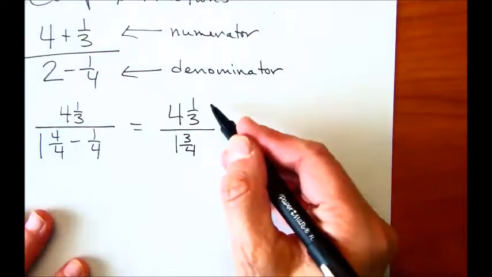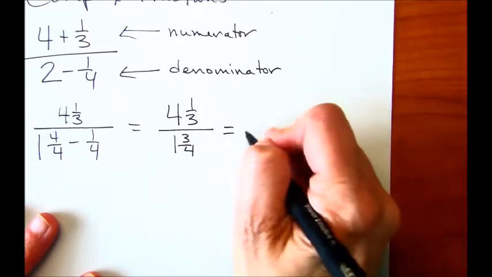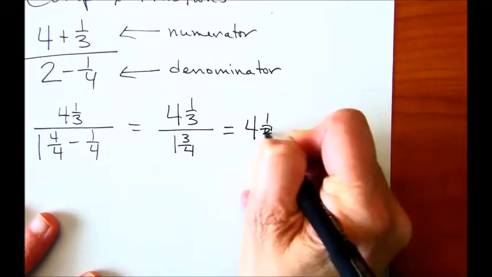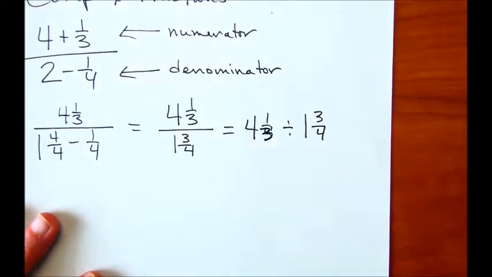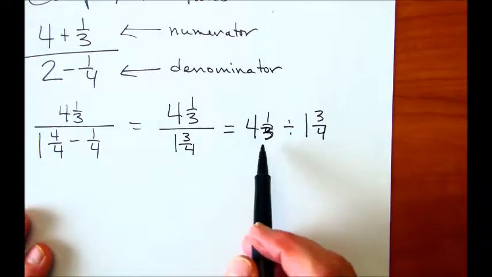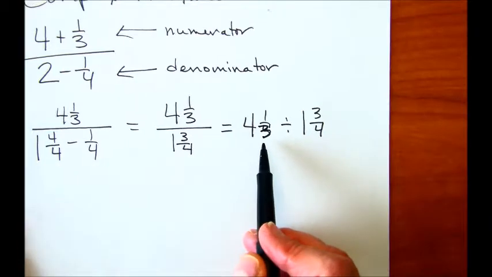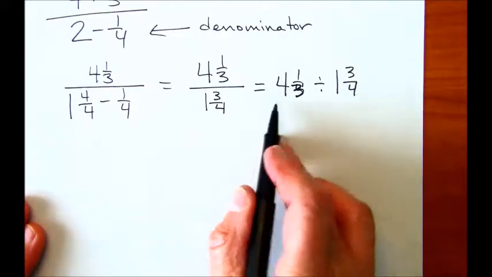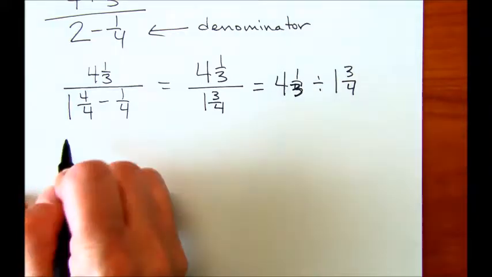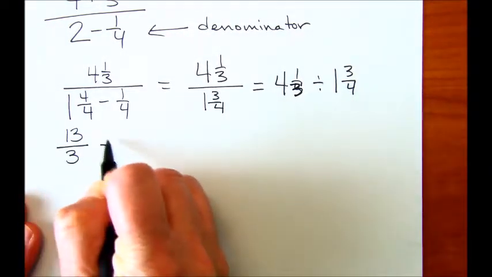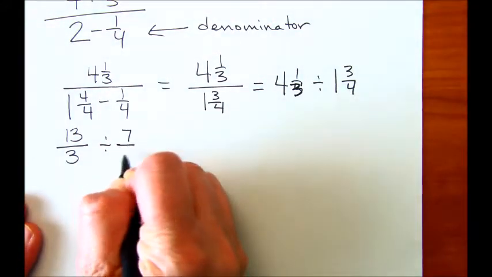Okay, now we have a mixed number divided by a mixed number, which we've done before. So we're just going to rewrite that: 4 1/3 divided by 1 3/4. Now in this case, when we're dividing with mixed numbers, it is a good idea to convert to improper fractions. So I'm going to go over here and rewrite that, and then I'll have plenty of room to work it out. So 3 times 4 is 12, plus 1 is 13/3, and then 4 times 1 is 4, plus 3 is 7/4.